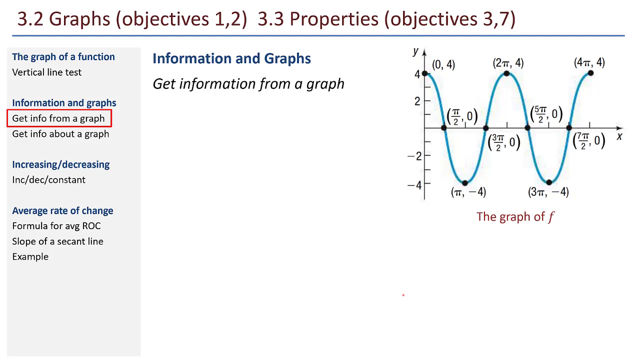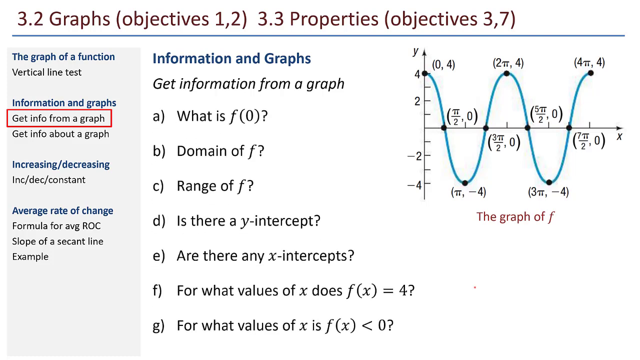Let's talk about what kind of information I can pull out of a graph. So on the right, you see the graph of a function, and we'll say that's the graph of a function f. What can I tell about the function f? I can answer a lot of questions. So let's go through these questions and see what I can answer. So first of all, A. What is f of 0? Well, f of 0 is going to be the point on the graph 0, something. So let's look to the graph. And I see 0, 4 is on that graph. So f of 0 equals 4.